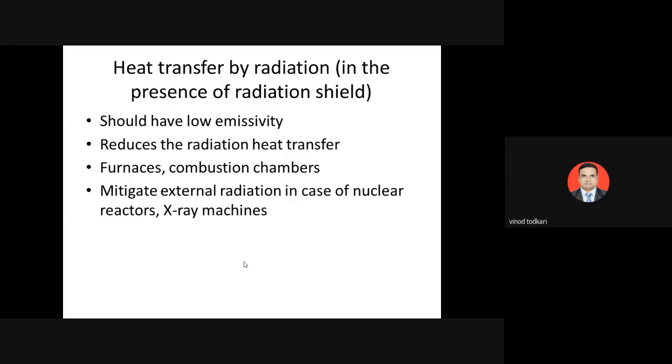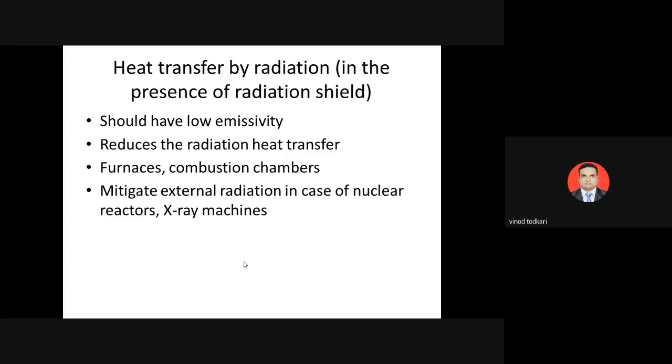Now see, in practical cases, let's take the example of a furnace, right? In that case, we have to minimize the radiation heat losses. So for that purpose, we will use radiation shields. They are very thin shields or thin films having very low emissivity. What is the objective behind providing radiation shields? The objective is to minimize the heat transfer by radiation. Now, they should have low emissivity, that is obvious.